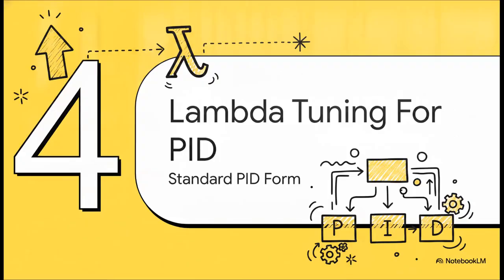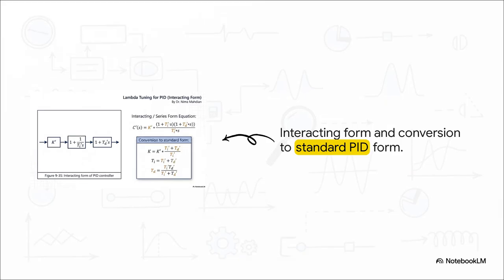Section 4, Lambda tuning for PID. Okay. The first hurdle when we scale up to PID is that the math naturally produces what we call an interacting or series form controller. But since most industrial PLCs use the standard PID form, Dr. Madian clearly maps out the exact conversion standard. He provides the algebraic translations needed to turn those interacting values into your standard K, Ti, and Td parameters.